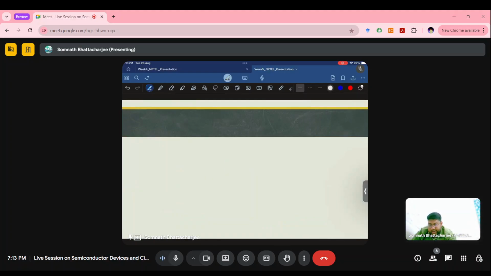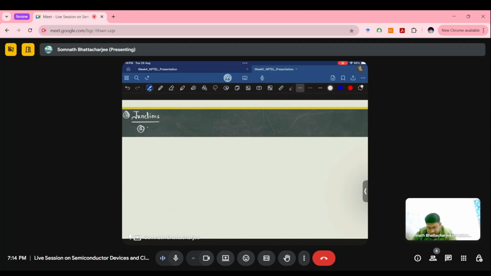So the basic recap of today's class: we'll start with junctions. There are several kinds of junctions. Let me write it down, and then we'll start. The first thing we learned this week was junctions.